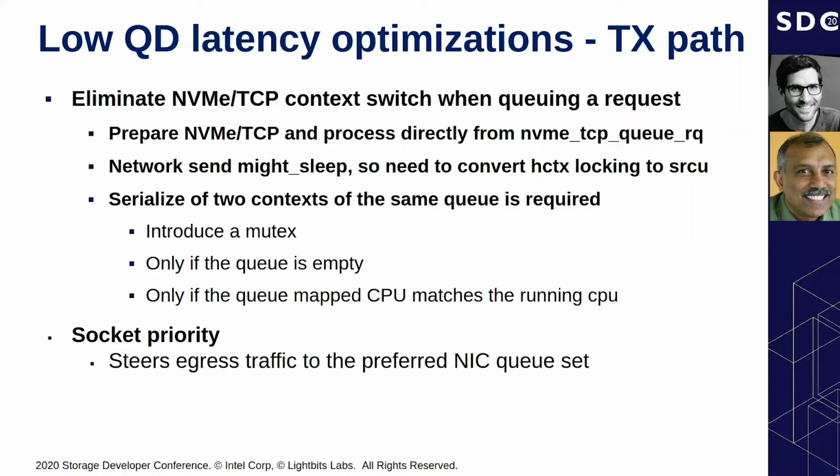The second improvement was setting a socket priority, which is the interface for us to leverage some of the ADQ technology, steering egress traffic to the preferred NIC queue set. Anil is going to talk about that further soon. But these combined basically contribute to latency reduction, eliminating a context switch and also leveraging ADQ.